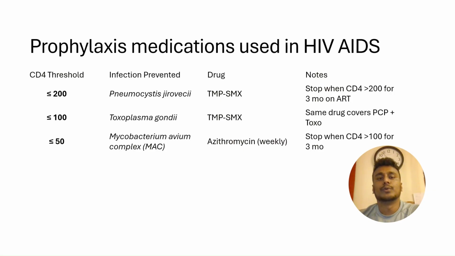Another option is Atovaquone, which is useful for both PCP and Toxoplasma gondii prophylaxis. And in some cases, we can use aerosolized pentamidine. But remember that since it is aerosolized and inhaled by the patient, it protects the lungs and not the brain. Hence, it does not prevent toxoplasmosis. Once the patient starts effective antiretroviral therapy and the CD4 count rises above 200 for at least 3 months, we can safely stop TMP-SMX. So that brings us to the end of the discussion about this.